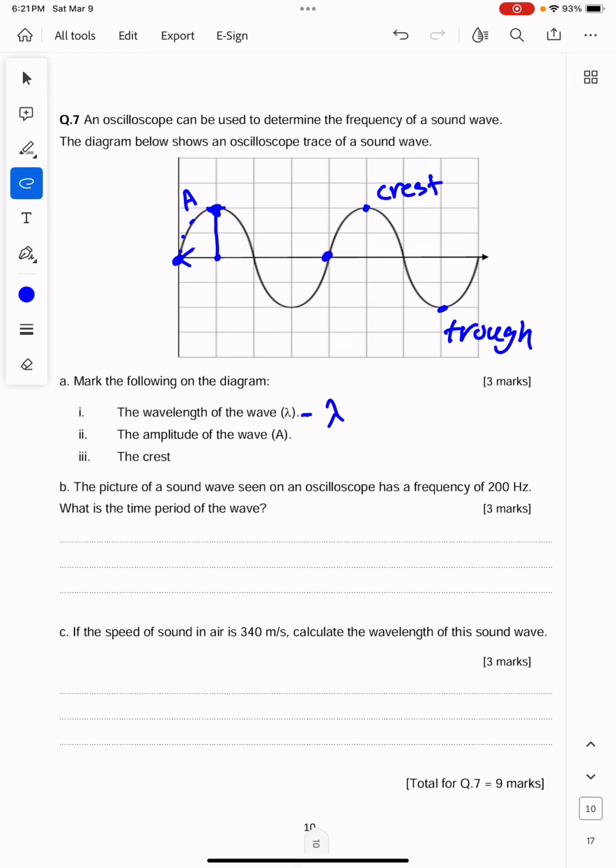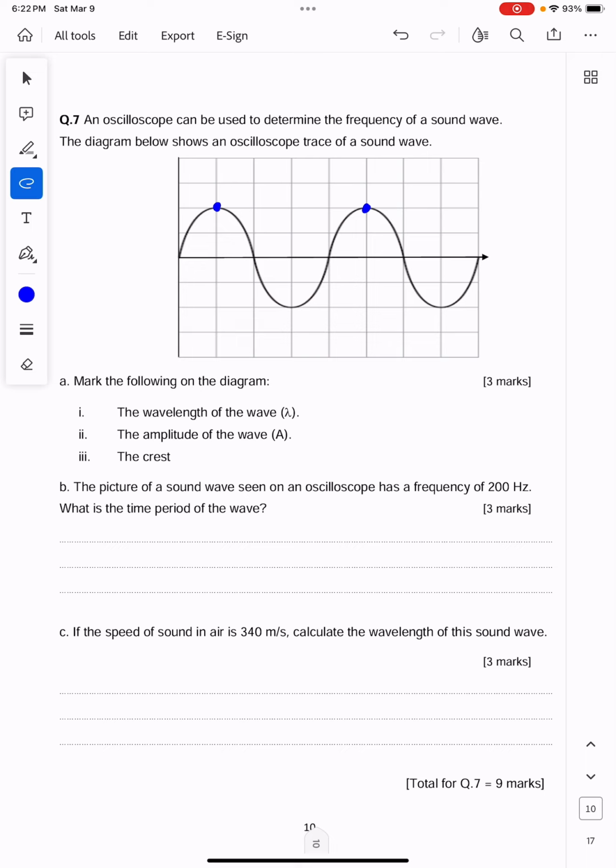Okay, here, this is the trough. You don't have to really answer this because it's only asking about the crest here. So I think now this question is easy, right? So let me tell you another way of finding lambda. Lambda has a lot of ways to be found, because basically lambda is the distance between a particular point in a wave and the same point on the next wave.